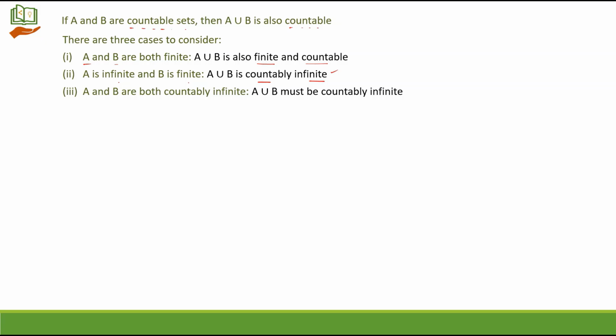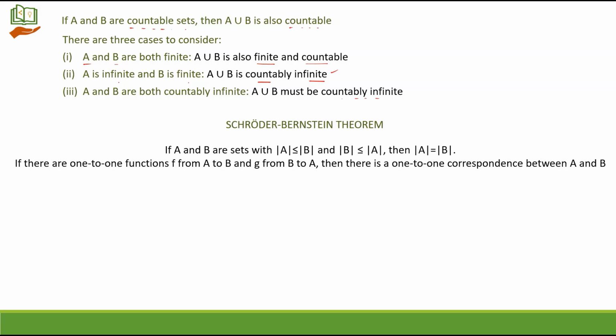So we are using the same terms for union operation also. We have a theorem here, the Schroder-Bernstein Theorem. If A and B are sets with cardinality of A less than or equal to cardinality of B and cardinality of B less than or equal to cardinality of A. This is something like when A is a subset of B and B is a subset of A.